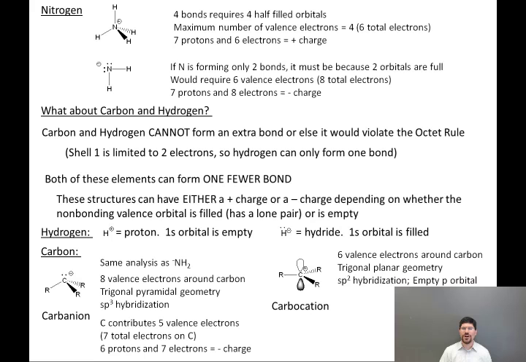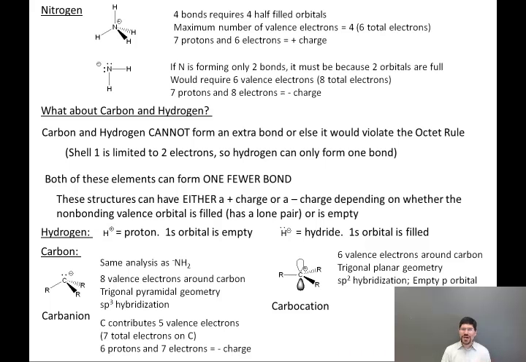The other option is the carbocation, in which you have an empty orbital on carbon rather than a filled orbital on carbon. In this case, there are only 6 valence electrons around carbon, and only 3 of them are coming from the carbon. The others, of course, are coming from the R groups. When you have only 3 things bound to carbon and only 3 electron pairs around carbon, you're going to have trigonal planar geometry, so the hybridization is going to be sp2, and there will be an empty p orbital.